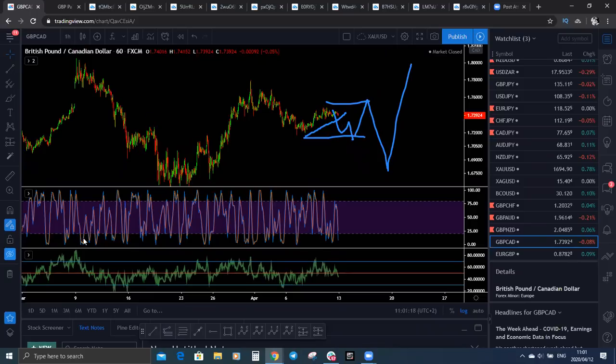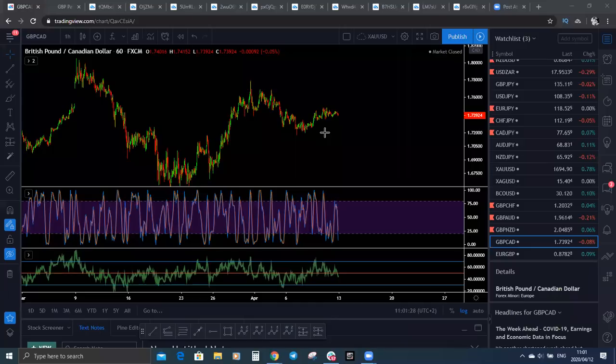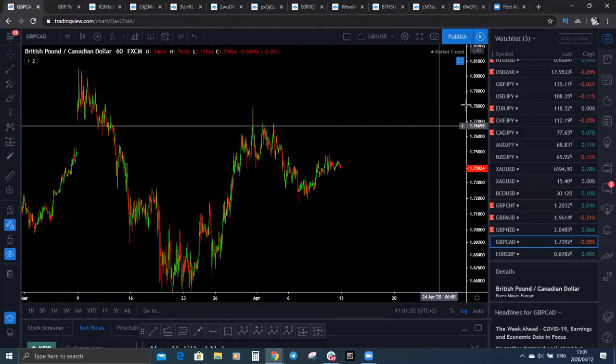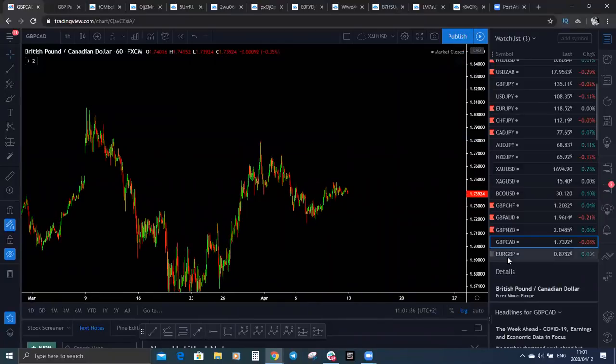Let's switch everything off there. Let's switch off here. That is the structure on pound CAD. It's a move down in 3 waves, a pullback in 3 waves, and another downside. Then we'll look for it to continue higher. No setup on pound CAD anymore. We have invalidated that setup. It didn't go as we wanted it to.